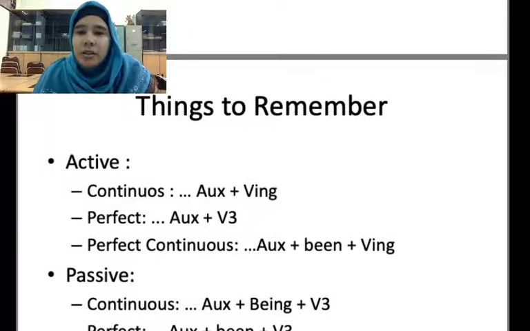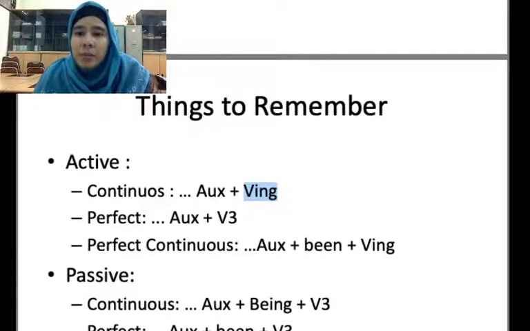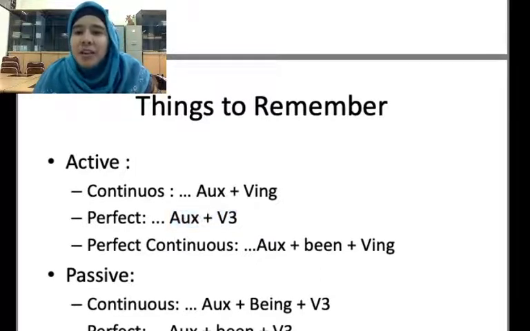And then these are the things that you need to remember. In active voice, when it comes to the continuous, you need to have auxiliary, then verb ing. The auxiliaries of continuous are is, am, are, was, were, all of them are auxiliaries of verb ing. Then perfect, you need to have the auxiliary and verb 3. The auxiliary of the perfect is has, have, and had, depending on the time. Okay, perfect continuous has auxiliary, then been, then verb ing. If you ask me, Miss, why do we have verb ing in present perfect continuous?